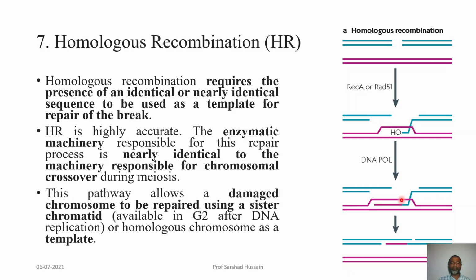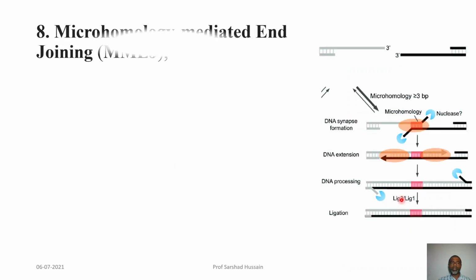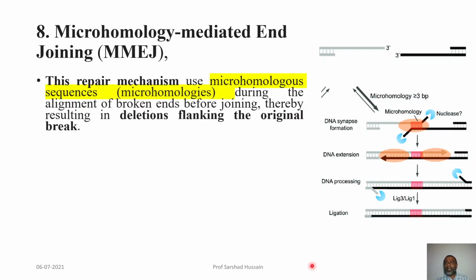Then you have microhomology-mediated end joining. Now, whenever there is a break in the two strands of the DNA, it is not necessary that the break will always be vertical. For example, the break may be of such a kind that this part has an overhang of the below strand, and here you have the overhang of this strand. So, what happens in this mechanism?